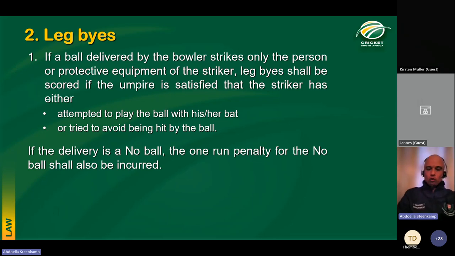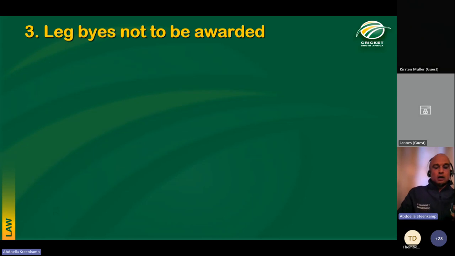If the delivery was a no ball, the one run penalty for the no ball shall also be incurred together with any runs that accrued for these leg byes. So now we know when leg byes will be awarded, the two conditions: the striker must attempt to play the ball with the bat or try to avoid being hit by the ball.